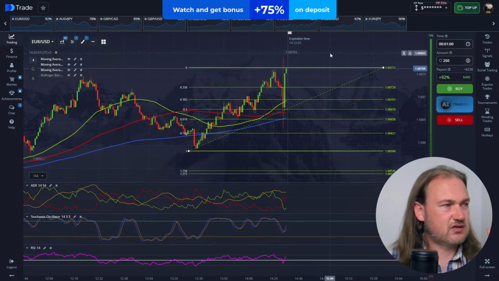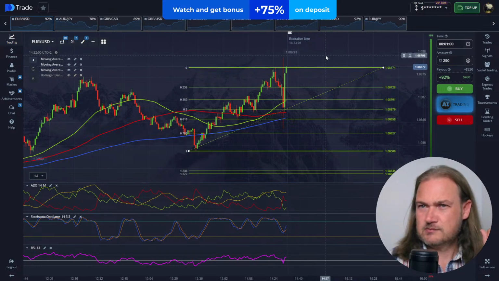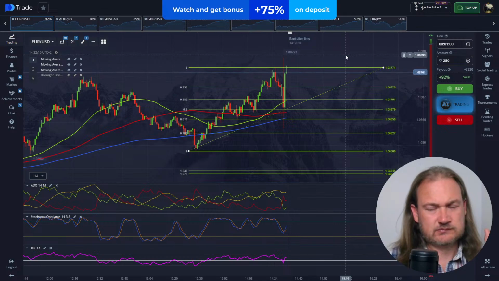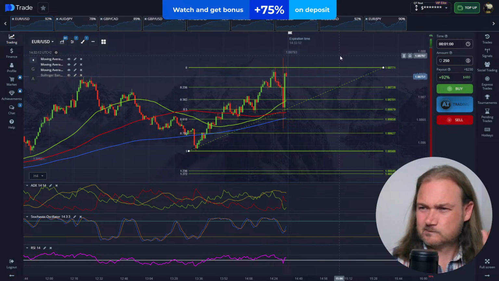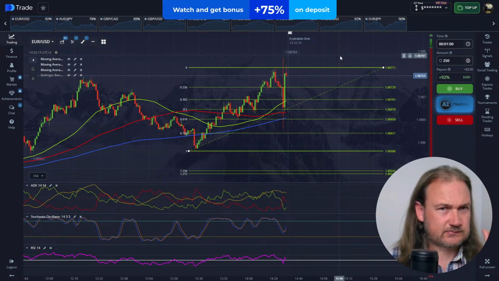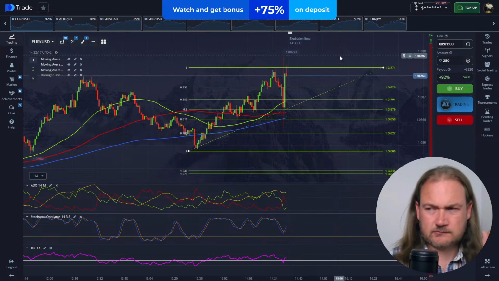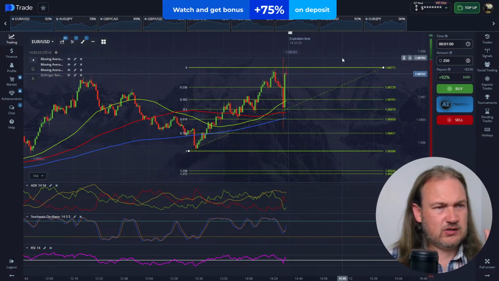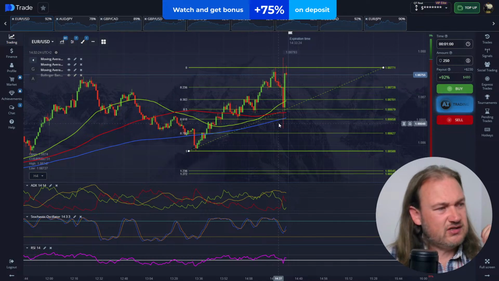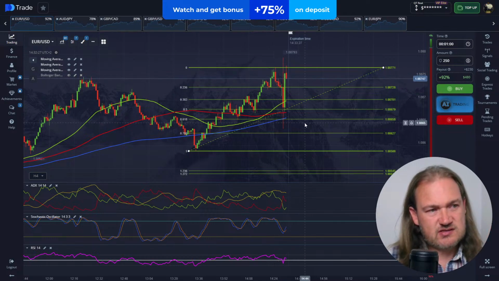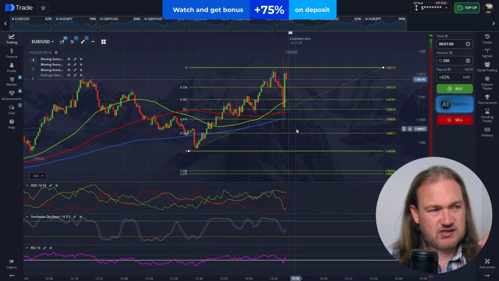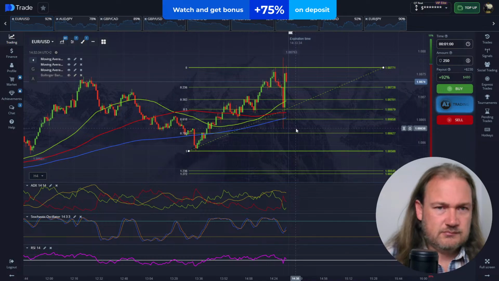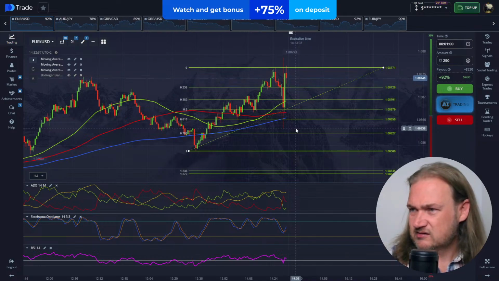Okay, it looks like the bulls are coming in now. Okay. So we didn't actually get that much movement from the news. I was honestly expecting a lot more volatility. But that's the way it goes. We cannot predict.